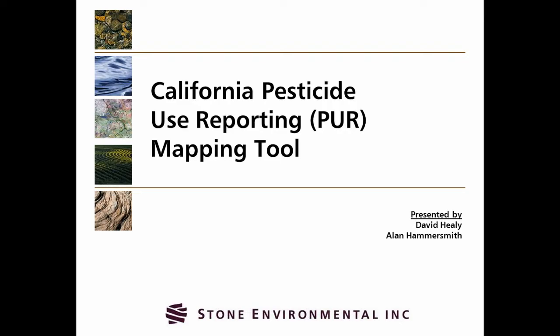For those not familiar with it, it contains data on 1,278 chemicals, on 280 crop or type uses at the township range section level, or 640 acres. So we built the California Pesticide Use Reporting Tool to simplify access to 11 years of data.